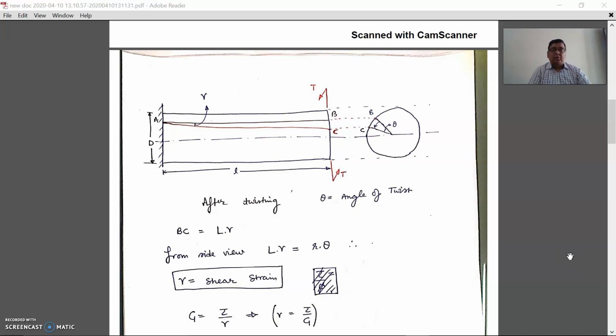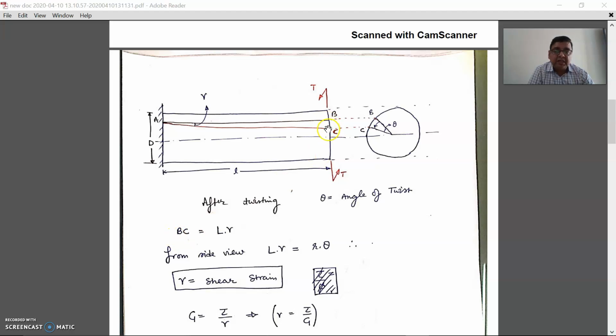Right. So in this case, let us now try to calculate the value of BC from this diagram, as well as the value of BC from this diagram. In this diagram, BC is equal to L into gamma, where gamma is this angle. Can you understand how this value BC is equal to L into gamma has come?